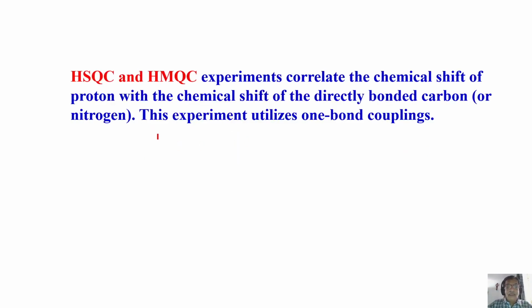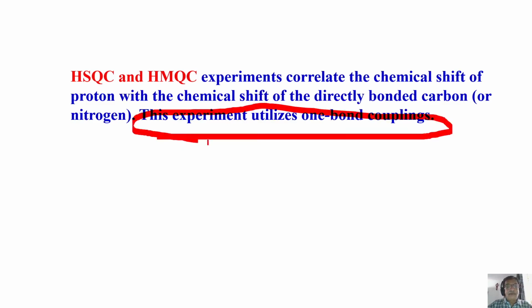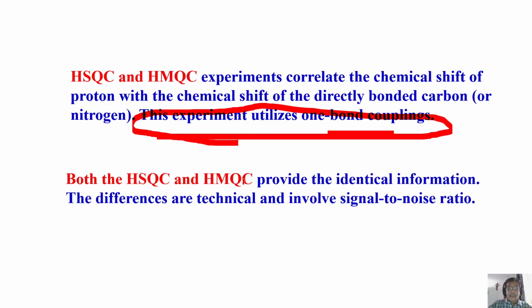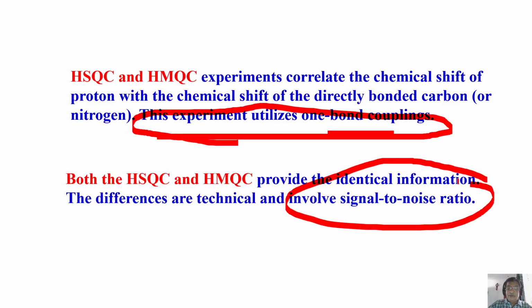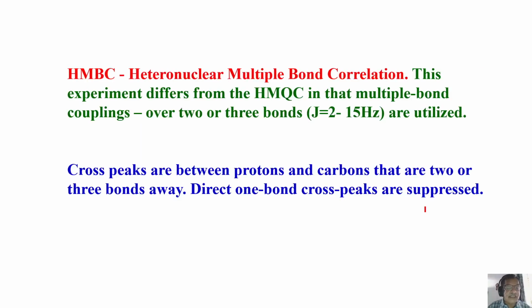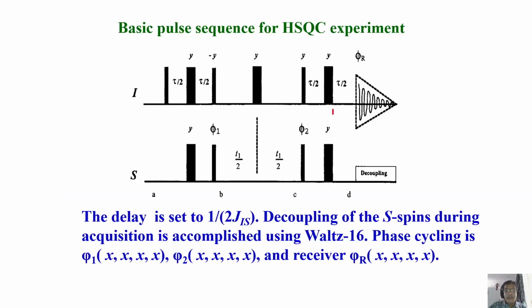Now, HSQC and HMQC, as I said, always utilize one bond coupling. No need to repeat that. HSQC and HMQC give similar information, but for technical reasons they have different signal to noise ratios. That I told you, no problem. Now coming to HMBC, what does HMBC do? I told you, it keeps correlations over 2 to 3 bonds away.